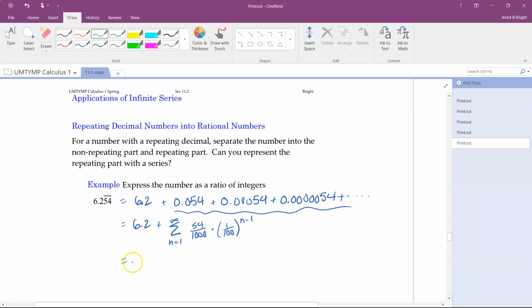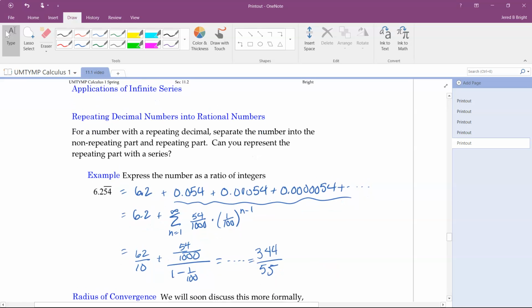So I could also say 6.2 is 62 over 10, plus this. If I find the sum of that, then it's going to be the first term, 54 over 1,000, all over 1 minus 1 over 100, by the infinite geometric series formula. A little bit down the road, I'm just going to skip the arithmetic. You can verify it on your own. Once you simplify, I ended up getting 344 over 55. Again, I encourage you to pause the video and work out the details just to confirm, but that's what I got.